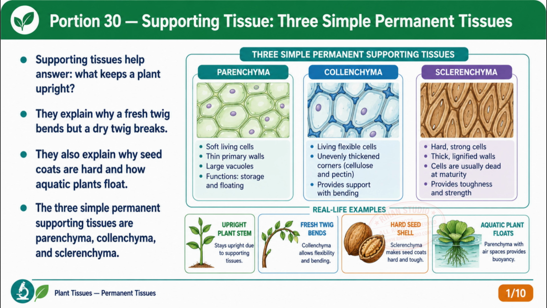2. Supporting tissue, the three simple permanent tissues. Supporting tissues answer, what keeps a plant upright? Why does a fresh twig bend but a dry twig break? Why are seed coats hard? How do aquatic plants float? There are three simple permanent supporting tissues: parenchyma, collenchyma, and sclerenchyma.